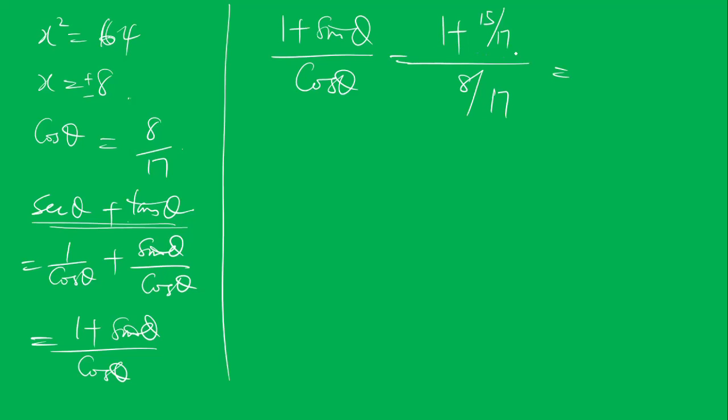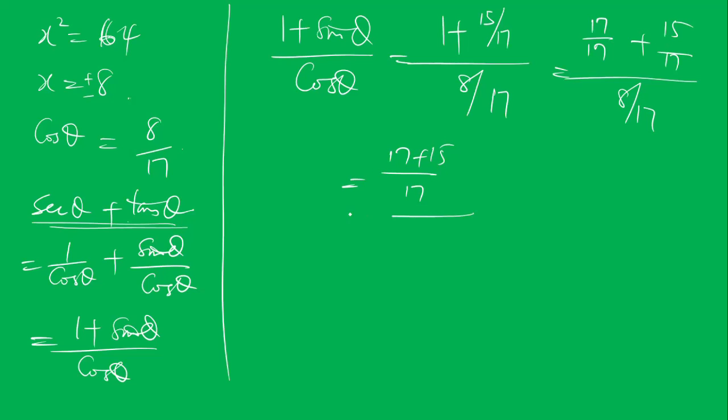So now we have 1, which we write as 17 over 17 to make the denominator the same, so that we can add the numerators. You now have 17 divided by 17 plus 15 all over 17, all divided by 8 all over 17. Now adding the numerator, you have 17 plus 15 all over 17, all divided by 8 over 17. If you add this together, you have 32 all over 17 divided by 8 all over 17.